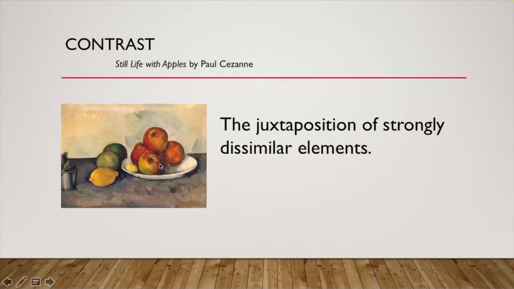We also have organic and geometric shapes, which provide a contrast, and we can imagine the contrast in texture between, say, the apples and the lemons, and then the light of the background and the dark of the table. So anytime we have dissimilar elements placed next to each other, we say that that piece has contrast.